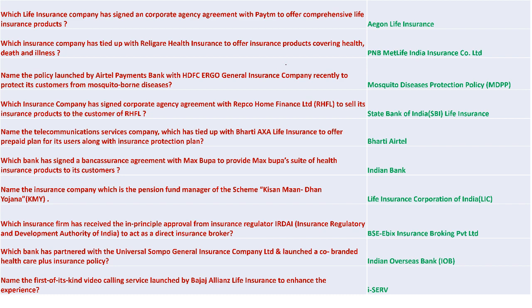Life insurance questions, all the life insurance. Aegon Life Insurance has signed corporate agency agreement with Paytm. PNB MetLife India Insurance Company has tied up with Religare Health Insurance to provide products covering health, death and illness. Mosquito disease prevention policy, this is interesting. Airtel Payments Bank with HDFC Ergo. If I have to choose a question, I would have chosen this.